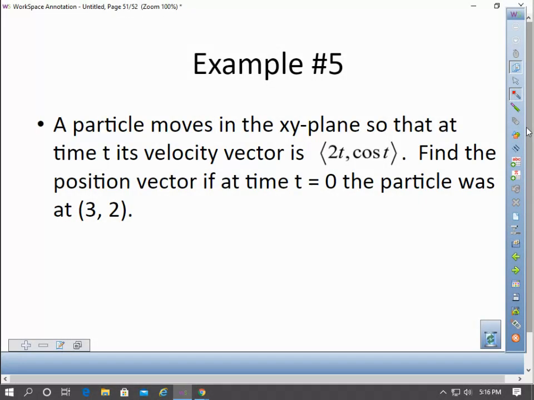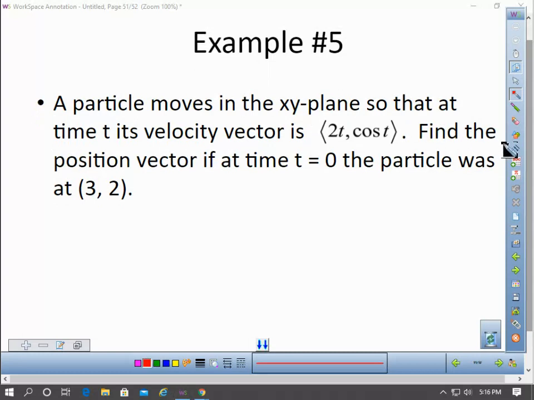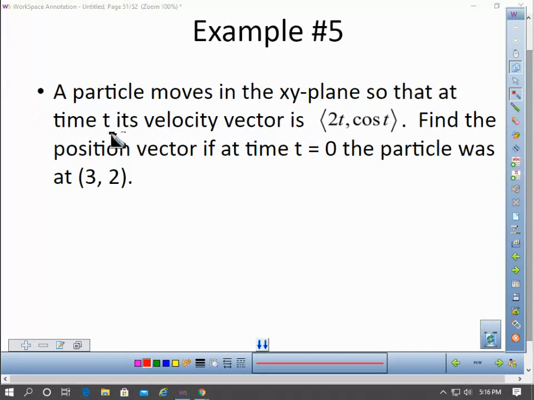All right, number 5, a particle moves in the xy plane. That just means we're in 2 dimensions. So that at time t, its velocity vector is this. So this is our velocity vector. Find the position vector, if at time t equals 0, the particle was at 3, 2.